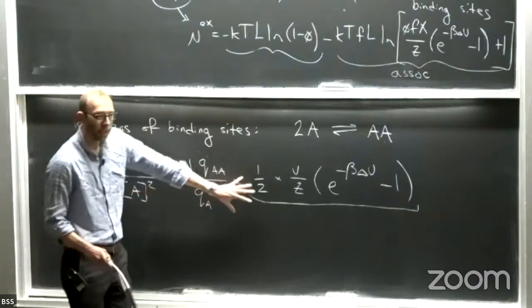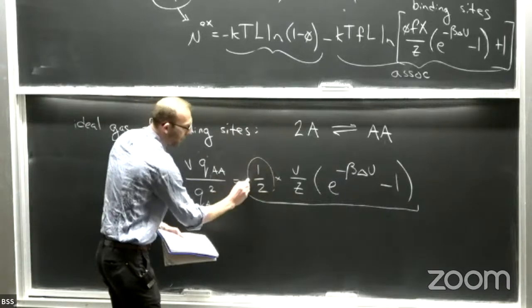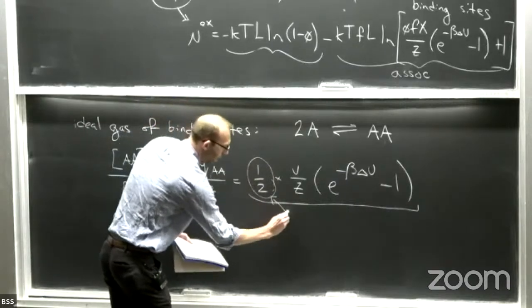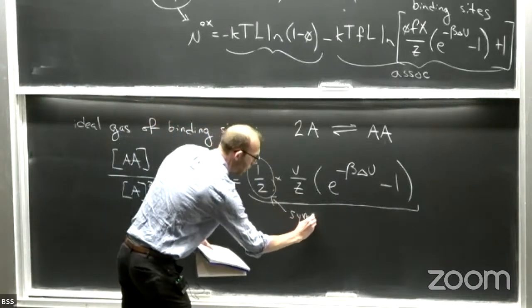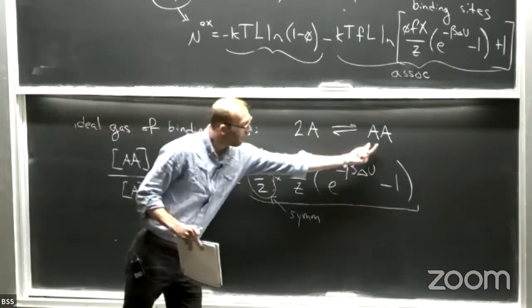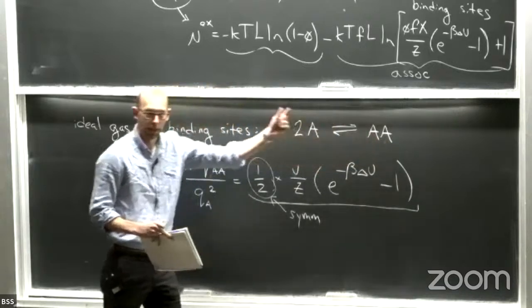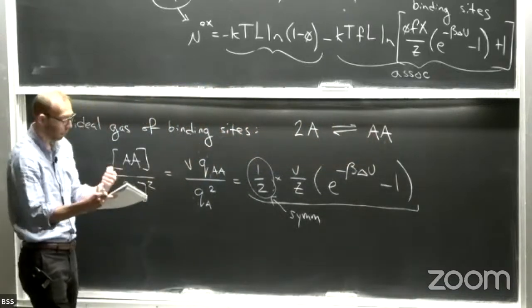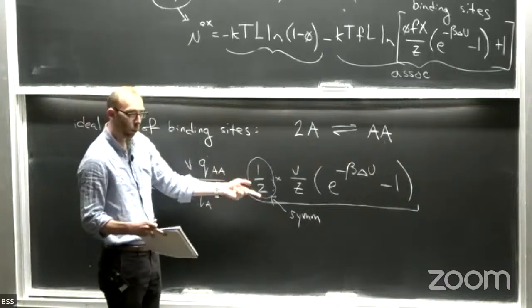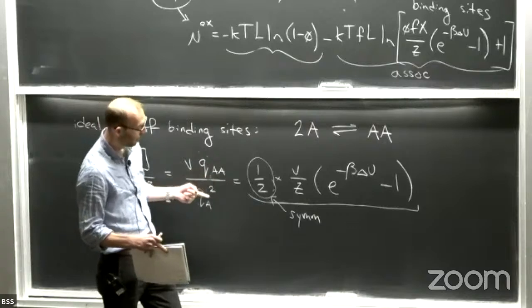This ratio should be precisely this quantity. This is a symmetry factor, because when you have this dimer, you can rotate it, right? And it's the same in both directions. So we have a factor of 1/2 in this partition function, right?